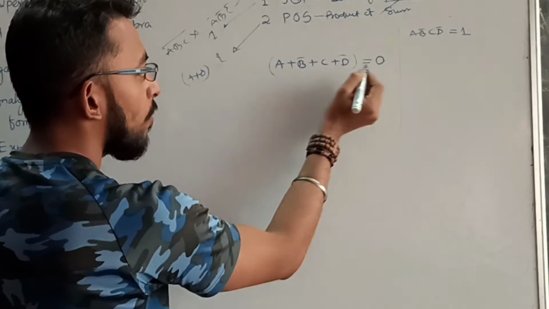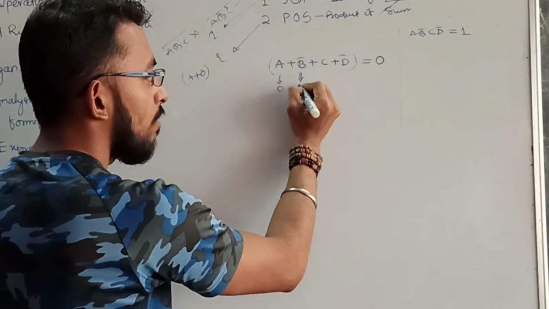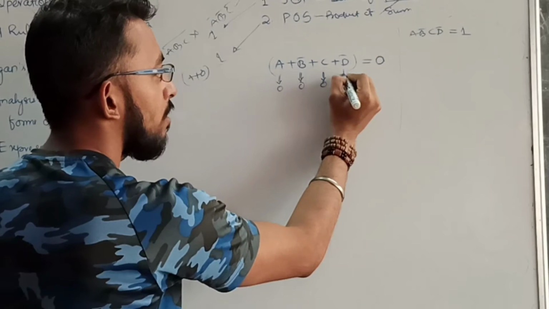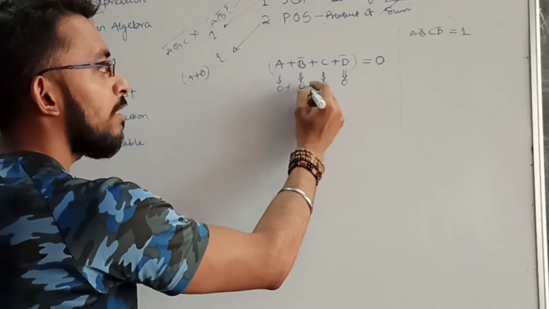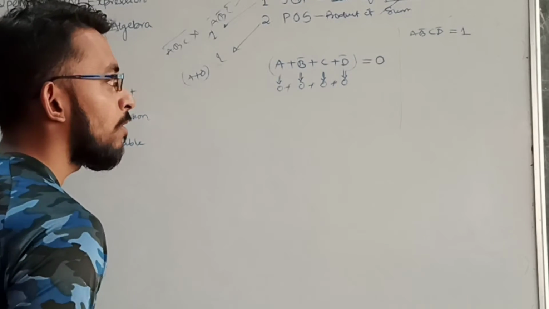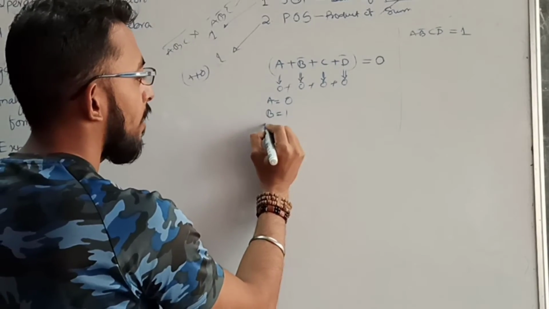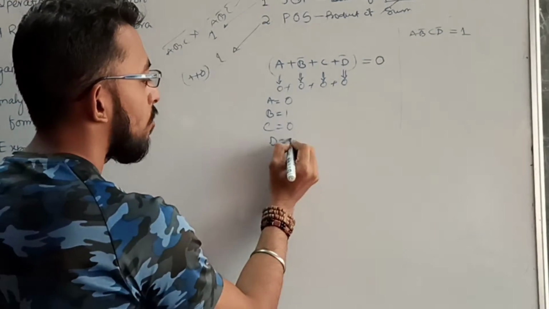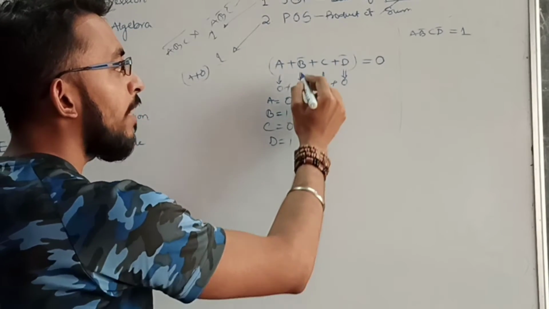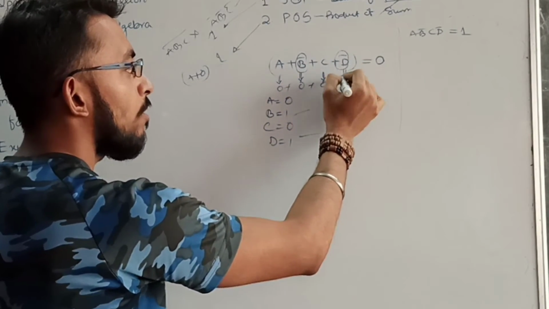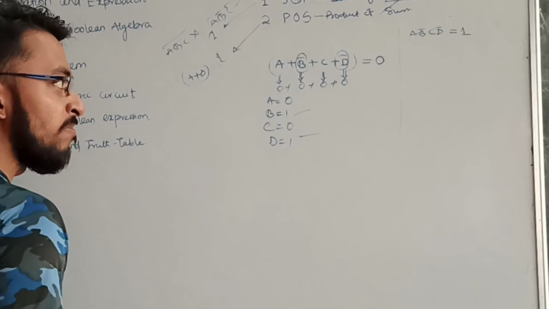Now you tell me for what value this output, since it is a sum term, this literal should be 0, this literal should be 0, this literal should be 0, and this is the only case possible. If all 4 inputs are 0, then only my output will become 0. It means my A should be 0, B should be 1, C should be 0, D should be 1. Why are B and D 1? If they are 1, then only B bar will become 0, D bar will become 0, and then it is possible that the summation will give me value 0.